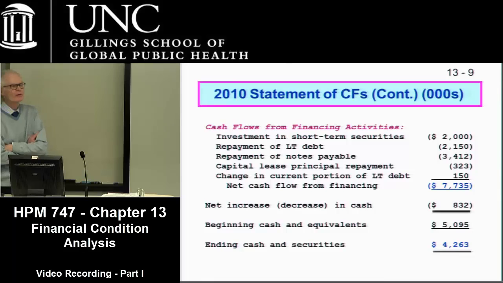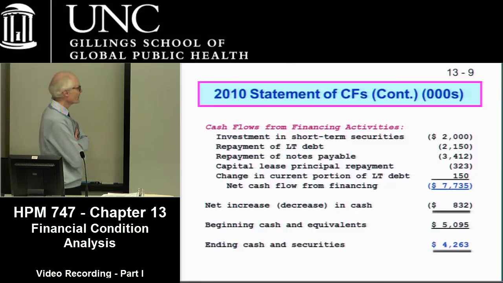Then there's cash flow from financing activities. So investment in short-term securities, negative $2 million. What does that mean? Why is it a negative?